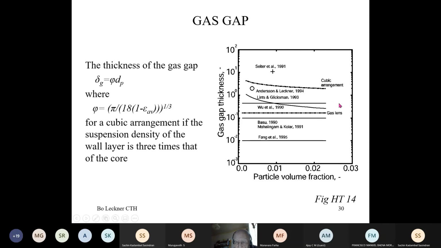And then we have put here a number of measurements. So some of these measurements are below what is theoretically possible. This is typical for many measurements, that you cannot trust them completely. There is always some difficulty, but the remaining measurements here are reasonable. You cannot trust them either, but they are at least consistent with the idea of the gas gap.